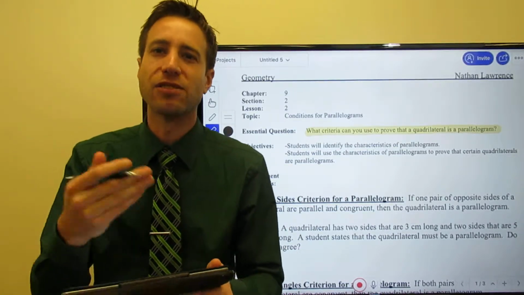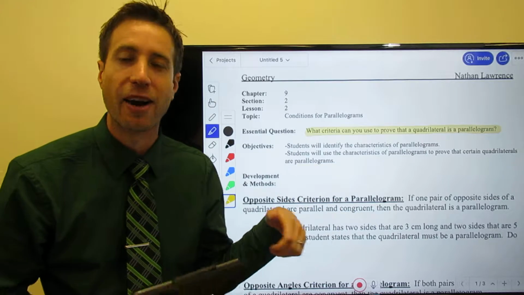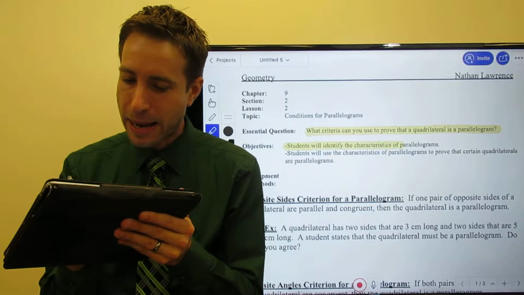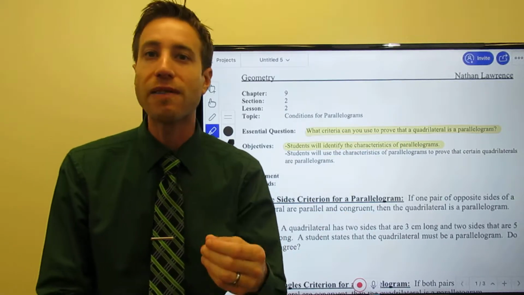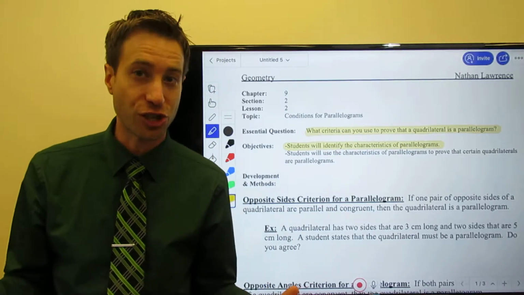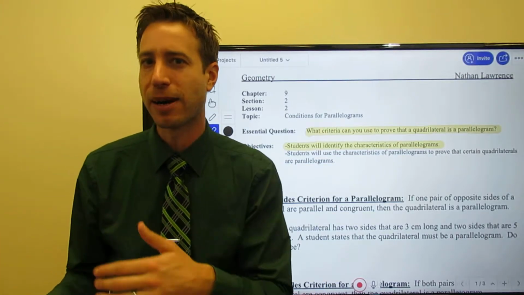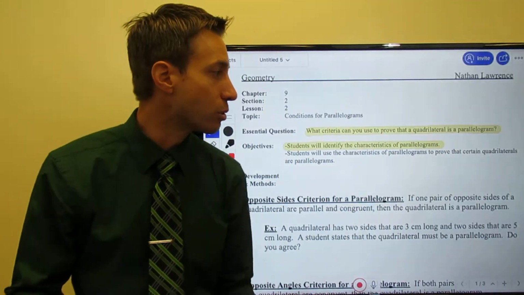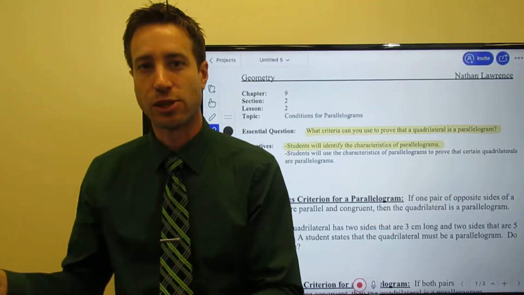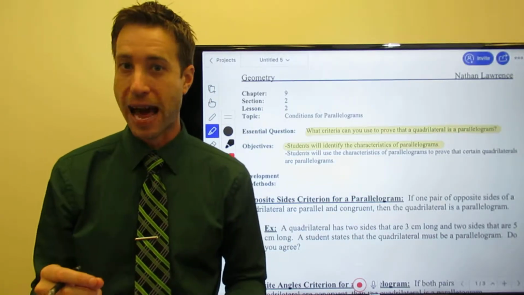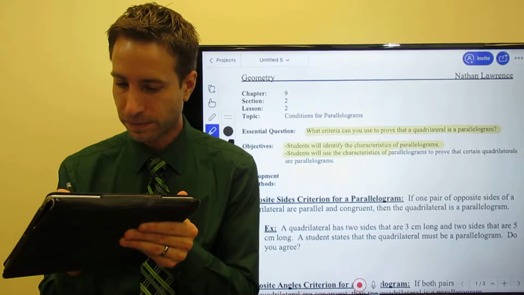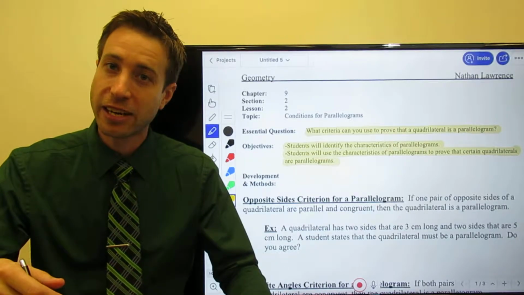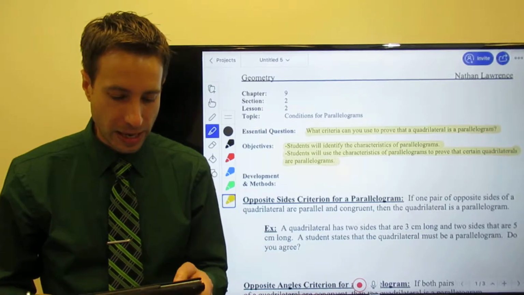We have a couple of objectives or learning targets to help you answer that essential question. First, you'll need to be able to identify the characteristics of a parallelogram. What are the relationships in a parallelogram? We've already talked about those in the previous section, and we'll talk about them again here. Then we'll use those characteristics to prove that certain quadrilaterals are in fact parallelograms. So, now that we know what we're going to be doing, let's jump right into this.